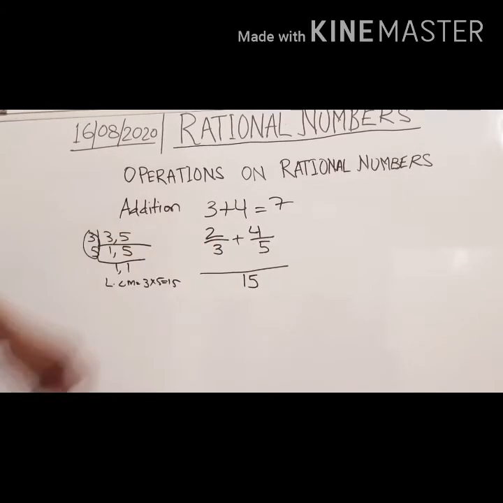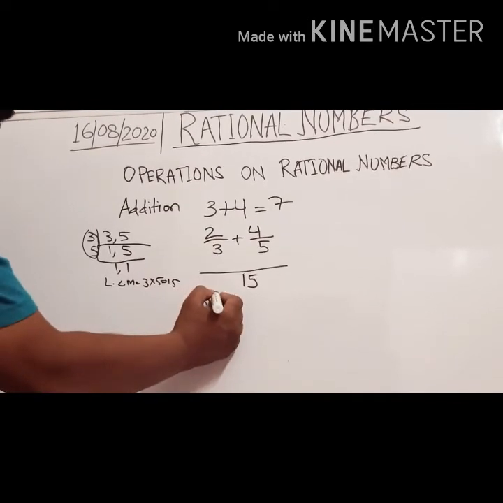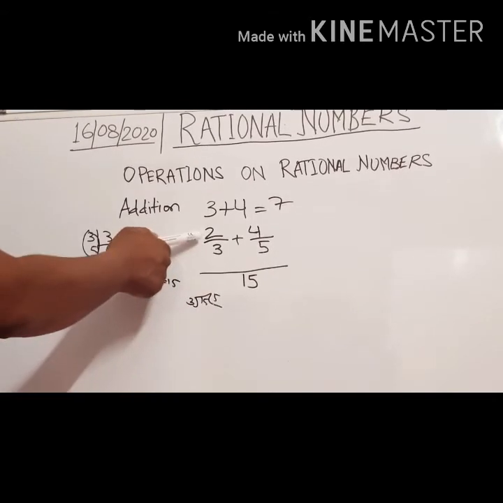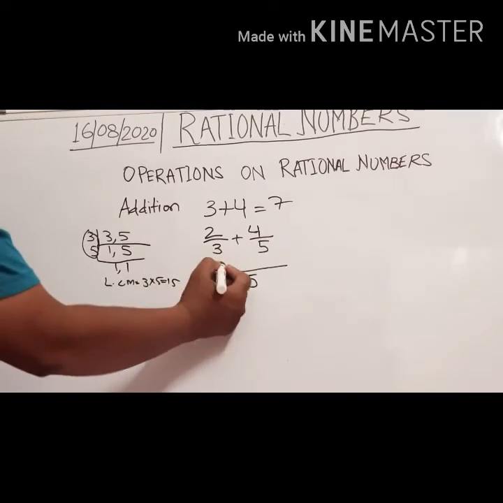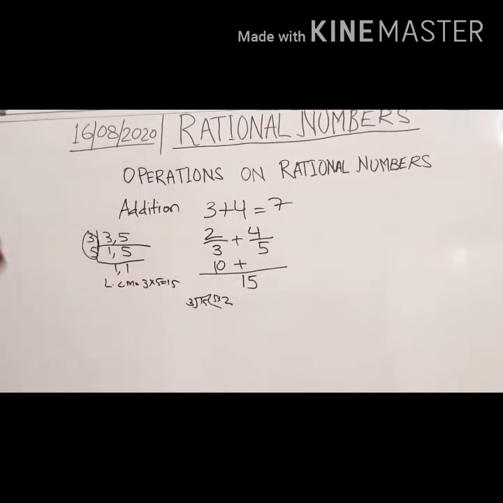15 divided by 3 comes out to be 5. So this 5, we will multiply by the numerator, that is 2. 5 2s are 10, and we will write 10 here. Then there is a plus sign, so we will write the plus sign.